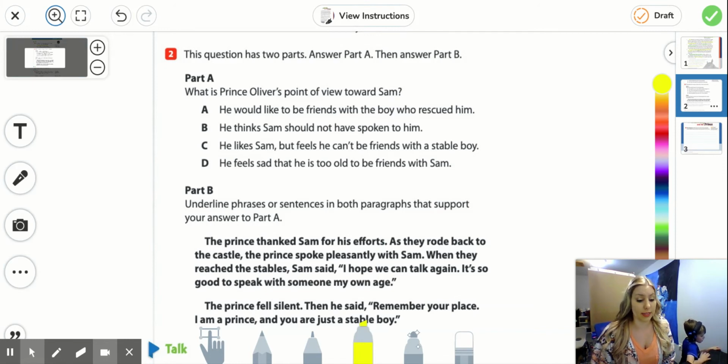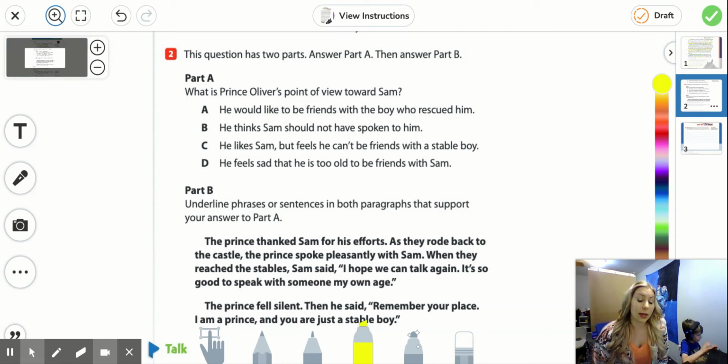What is his point of view towards Sam? A, he would like to be friends with the boy who rescued him. B, he thinks Sam should not have spoken to him. C, he likes Sam, but he can't be friends with the stable boy. D, he feels sad that he's too old to be friends with Sam. What do you guys think? Go ahead and type in the chat. Which one best fits? A, B, C, or D?